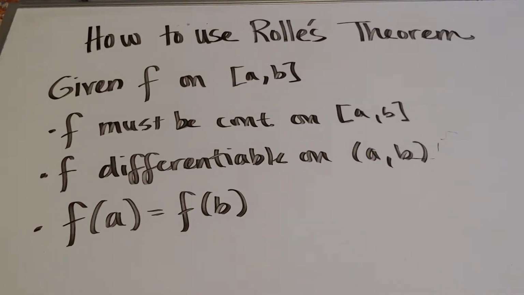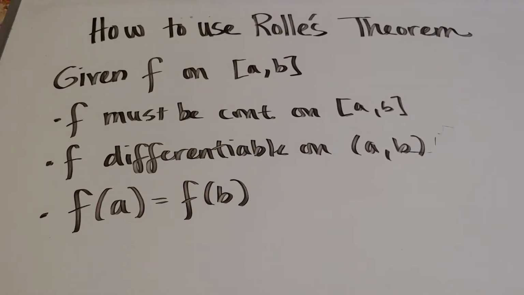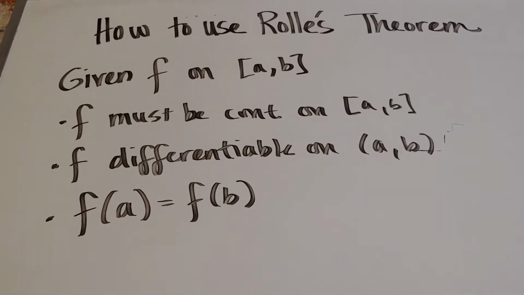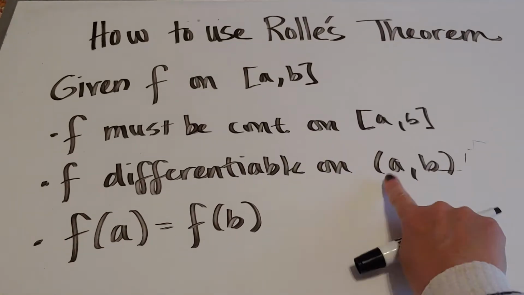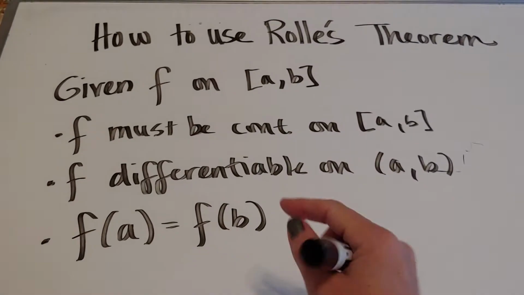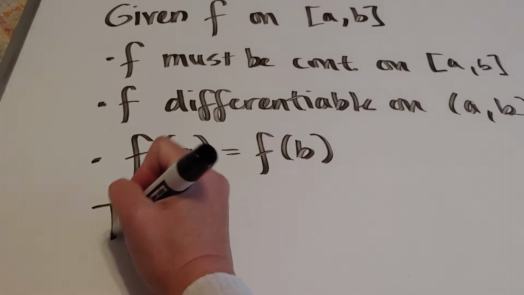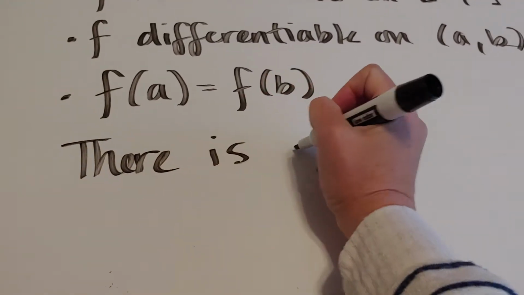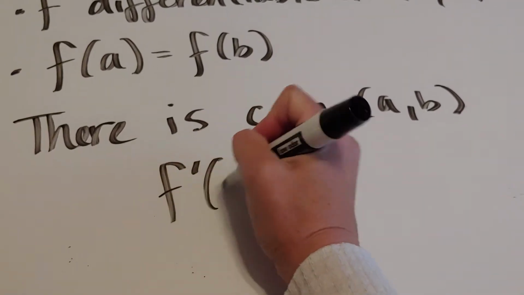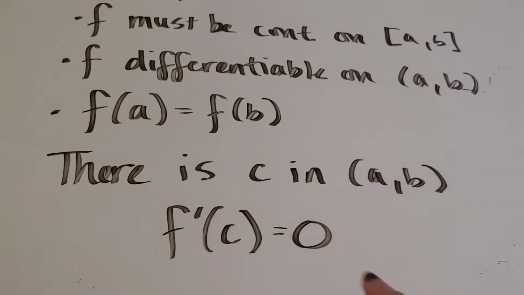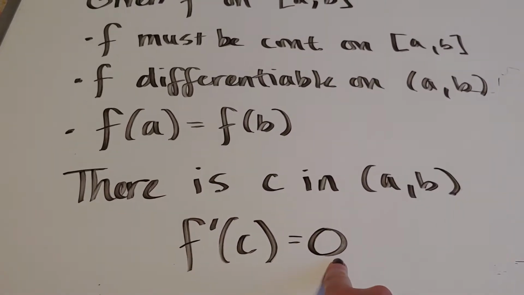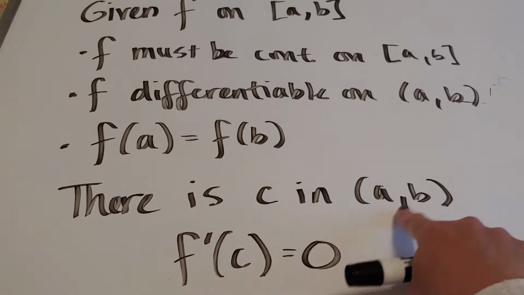In this video, we're going to look at how to use Rolle's theorem. So given a function on the closed interval [a, b], f must be continuous on the closed interval, differentiable on the open interval, and the endpoints have to equal each other. If all three of these check off, then there is a c in (a, b) such that f prime of c equals 0. So what we're saying is that if we set the derivative of the function equal to 0, there will be a solution that lives in our interval.